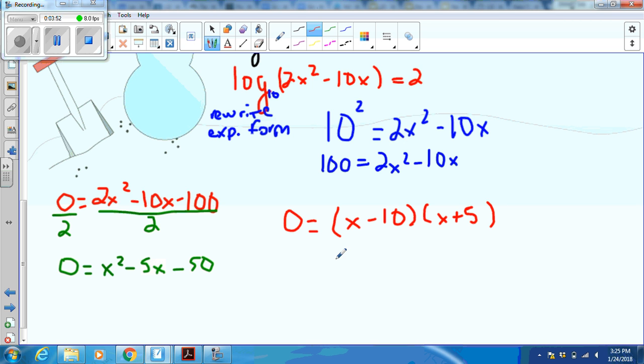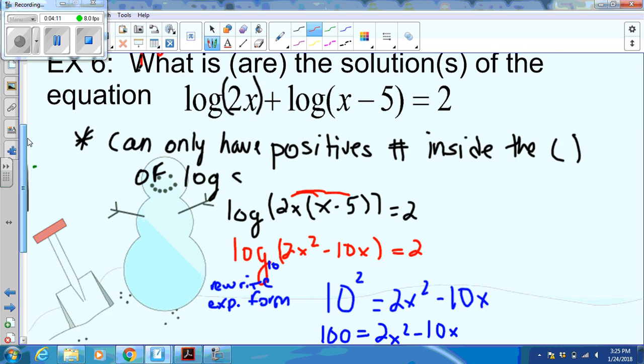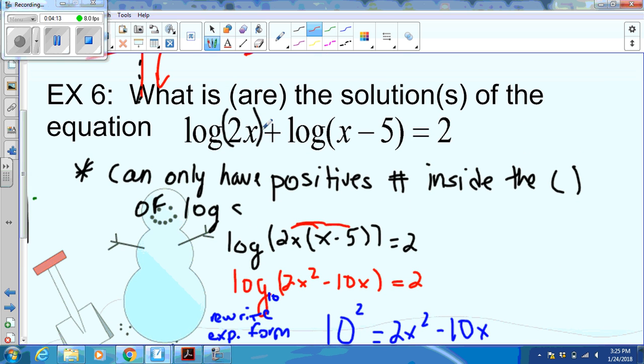Once we factor, we now just solve for x. We have x equals 10, and x equals negative 5. Now remember, as I said, that we can get extraneous solutions. That means these are solutions that do not work. What we're going to do is take each of our x values and replug it back into our original equation. So let's say we plug in 10.